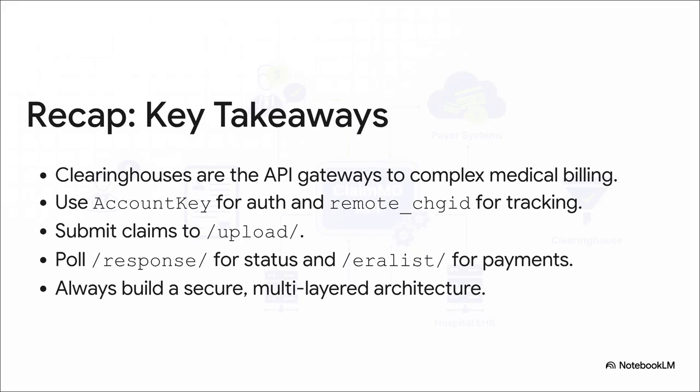All right, let's do a lightning-fast recap. Number 1, healthcare billing is a mess. Clearinghouses are the API gateways that fix it. Number 2, your account key is a secret, and remote_GID is your best friend for tracking. 3, you upload claims, then you poll for updates. And 4, always build a secure architecture that keeps your keys on the back end.